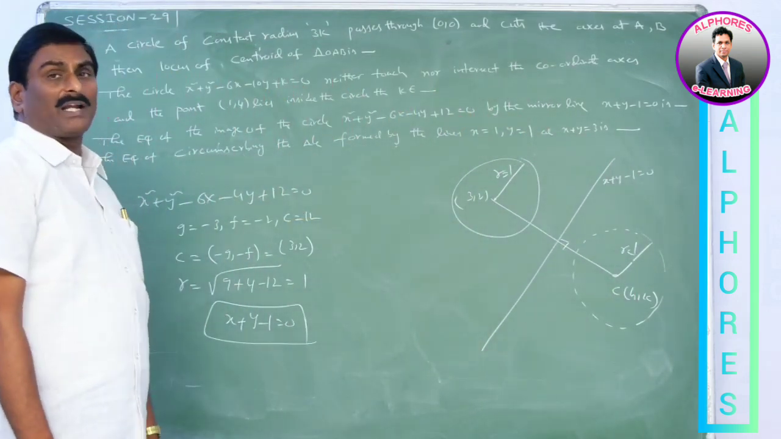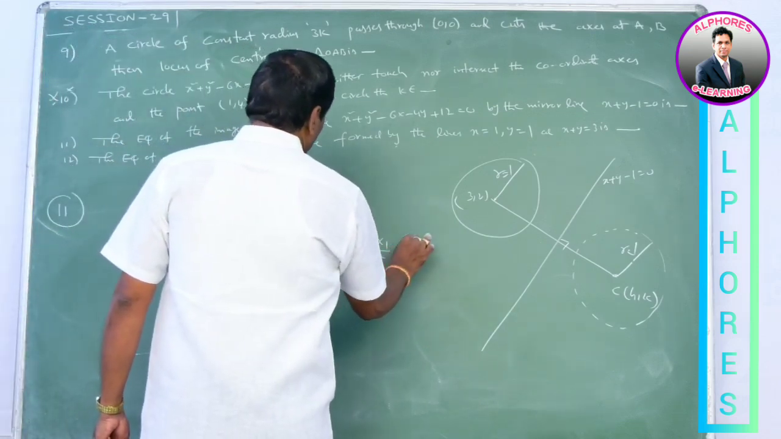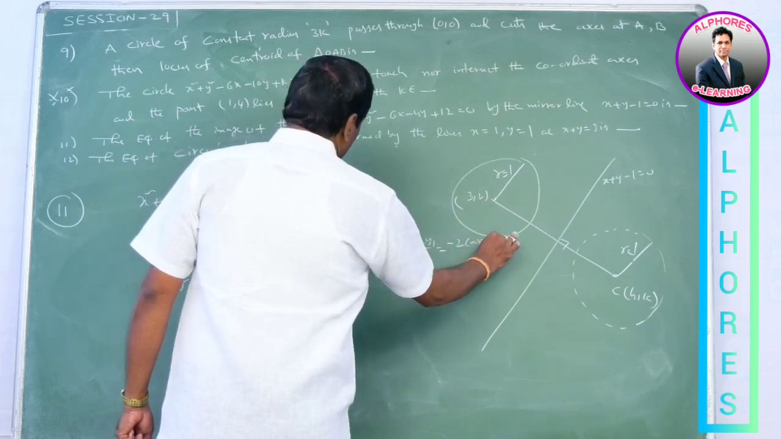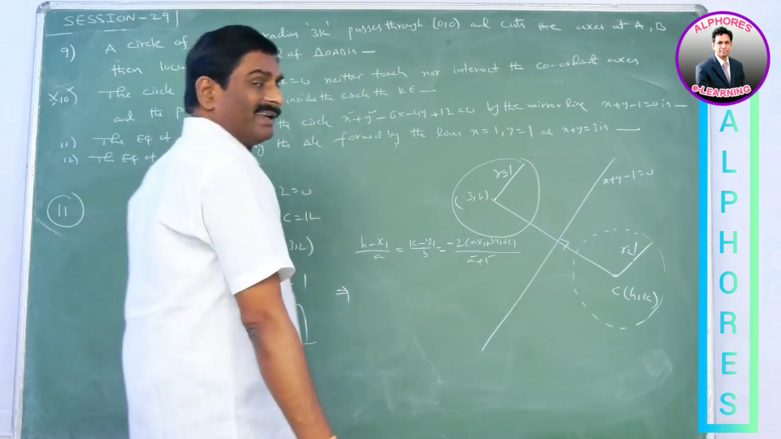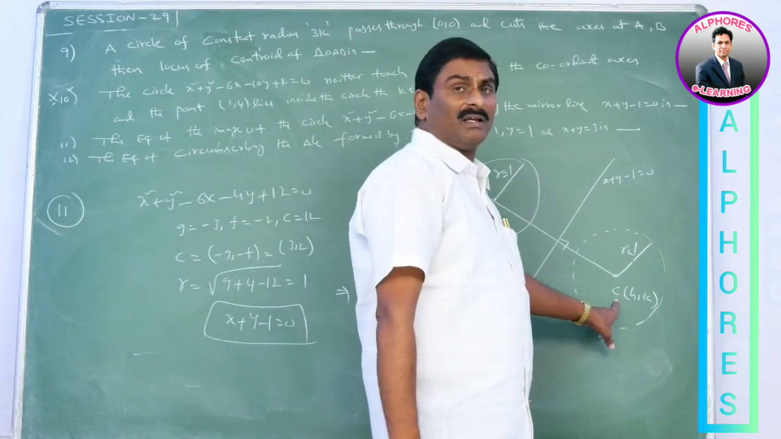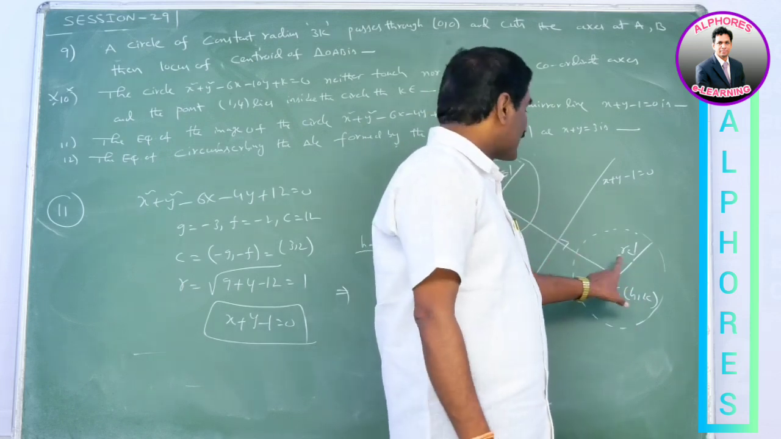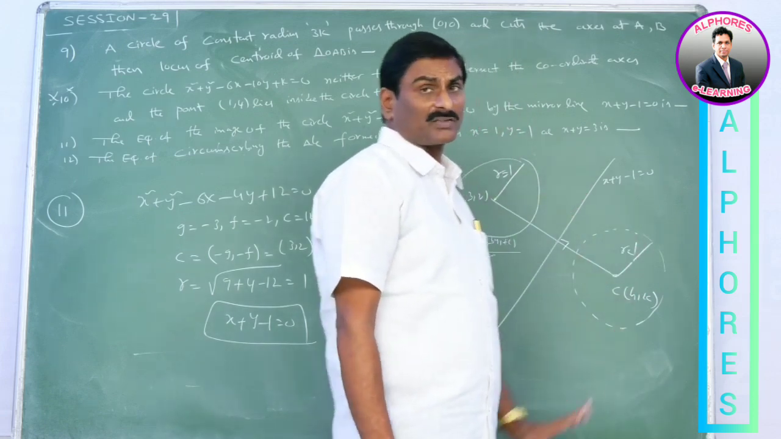We know the image of the point with respect to the line is (h minus x1) by a is equal to (k minus y1) by b is equal to minus 2 of (ax1 plus by1 plus c) by (a square plus b square). Let (h, k) be the center of the required image circle. The radius of the given circle is 1, so the radius of the required circle is also 1.